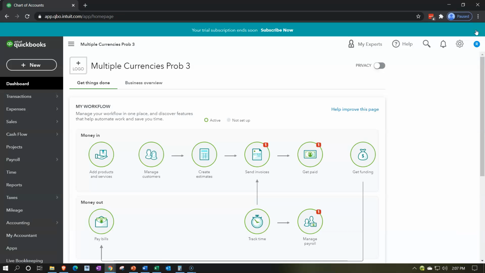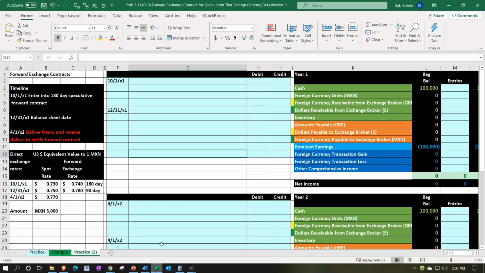Now we're going to be thinking about the initial transaction that we're going to be putting in place for a forward exchange contract. We'll do that first with Excel because it'll be more transparent to look at in Excel, and then consider what it would look like if we were doing that same kind of activity over here in QuickBooks. So if we go back on over to Excel, we're thinking about this being our situation. We're going to say we have a forward exchange contract that we're going to be putting in place on 10/1/X1. We want to have a 180-day speculation forward contract.